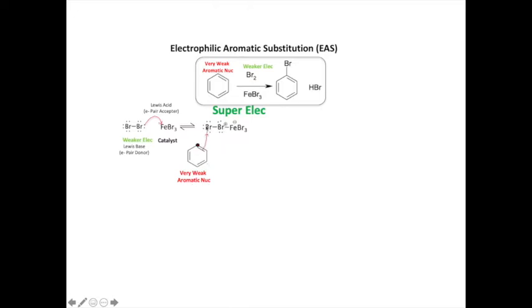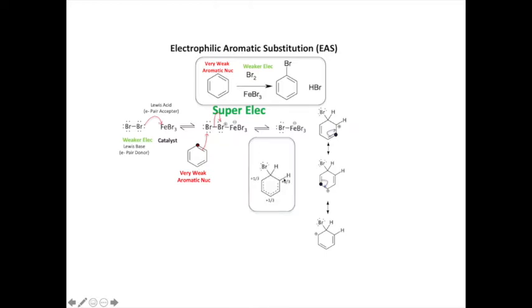And it's going to go to the end bromine, not the middle. It's going to break that bond. There we go, and we get a carbocation. This carbocation has resonance, and that's important. We did lose aromaticity, but at least we have a little bit of resonance to stabilize this. There we go.